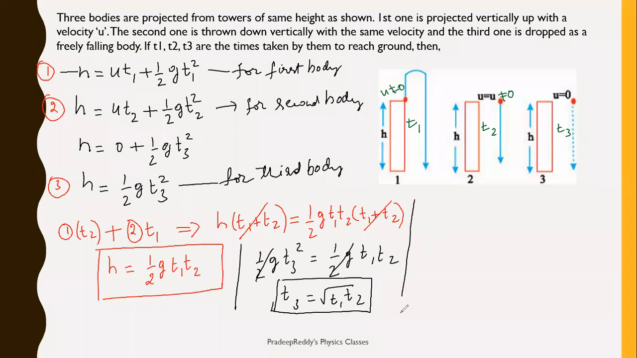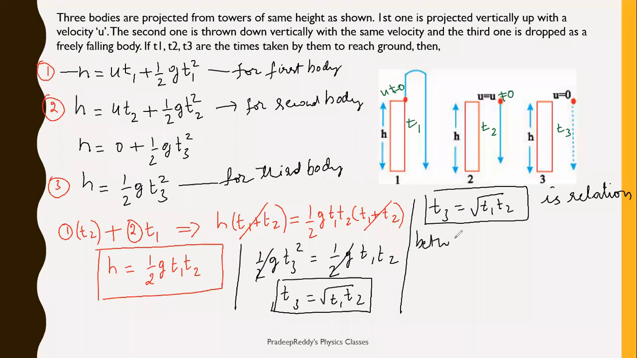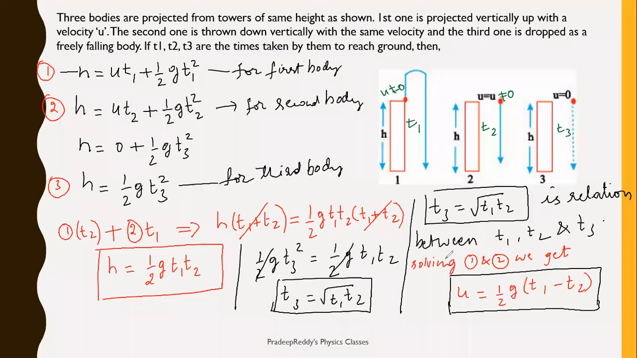Right? So T3 is equal to root T1 T2 is the relation between the 3 times, T1, T2 and T3. This is the final relation between all the three times, right? Relation between T1, T2, T3, you have got it as T3 is equal to root T1 T2.